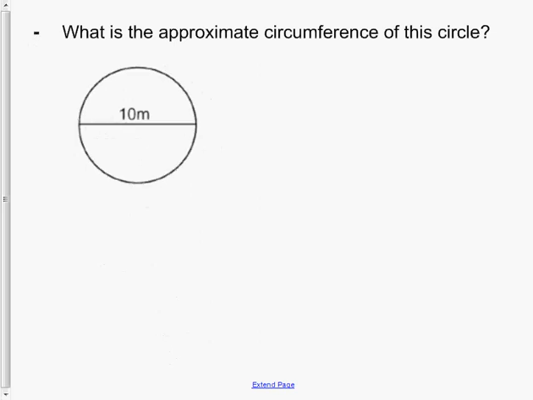In question 7, what is the approximate circumference of this one? It's a little bit easier this time because your circumference is equal to pi times diameter, but this time the diameter is actually given to you as being 10, so therefore it's simply pi, 3, times 10, which is approximately 30 meters as its circumference.